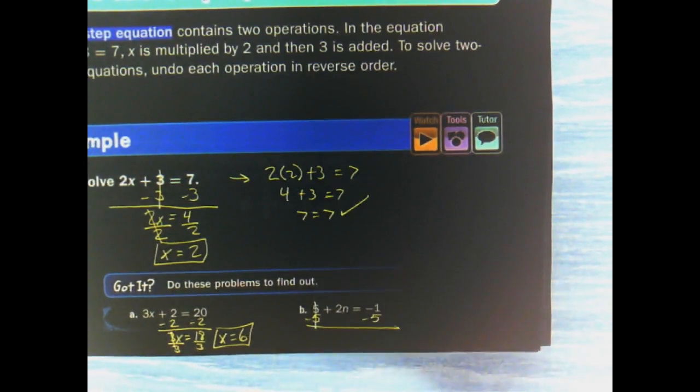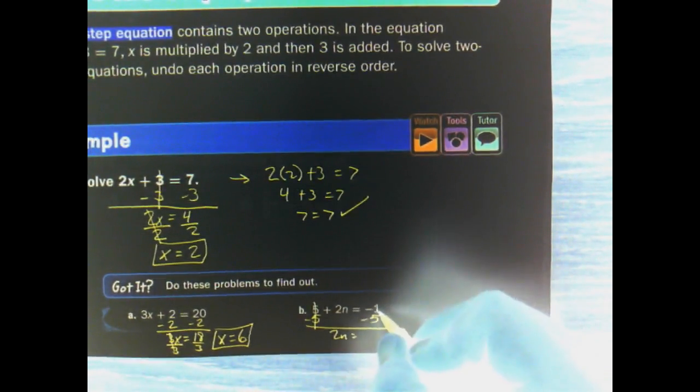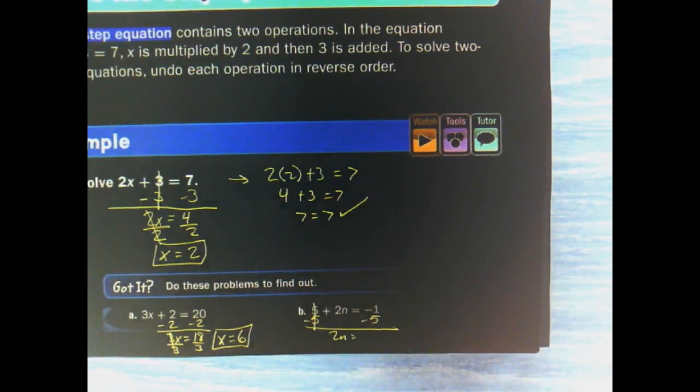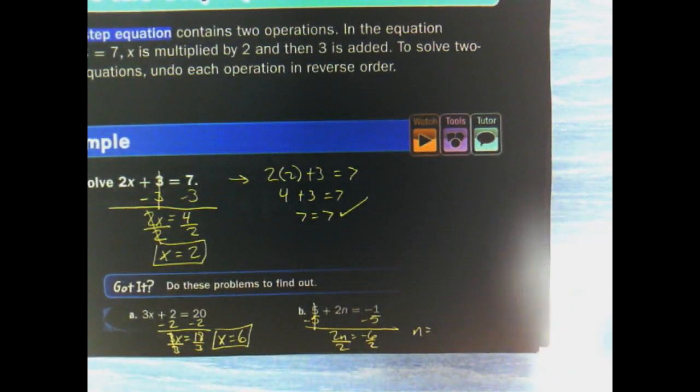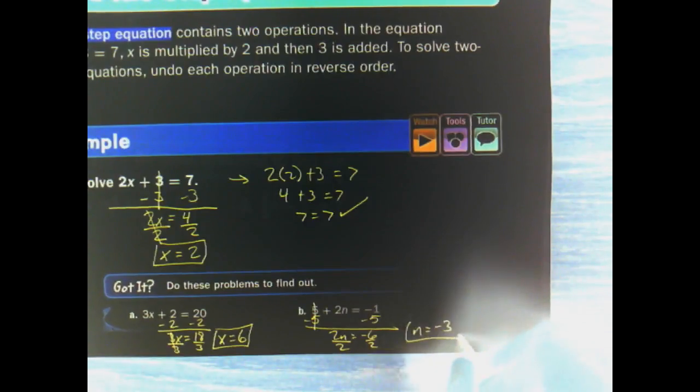Okay, that equals 0. I'm left with 2n is equal. Now I have negative 1 minus 5 more is negative 6. Divide by 2. N is equal to negative 3.